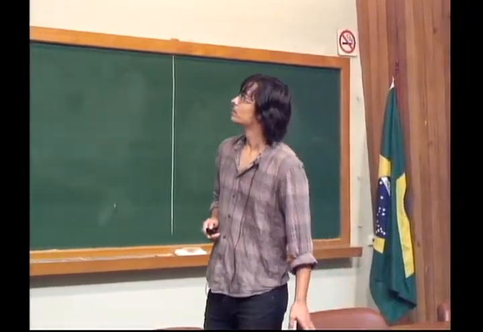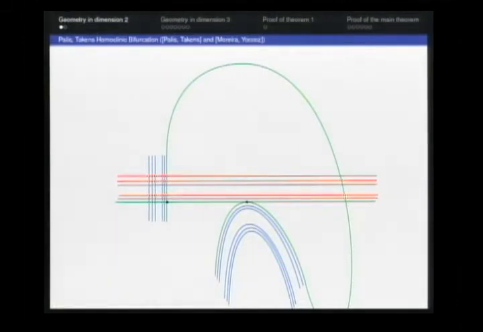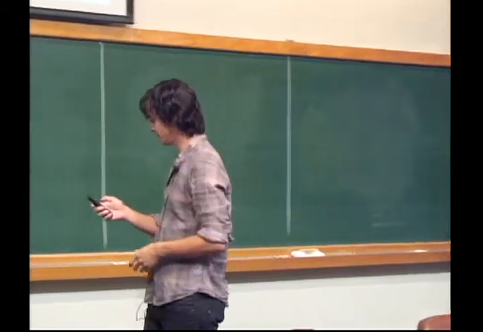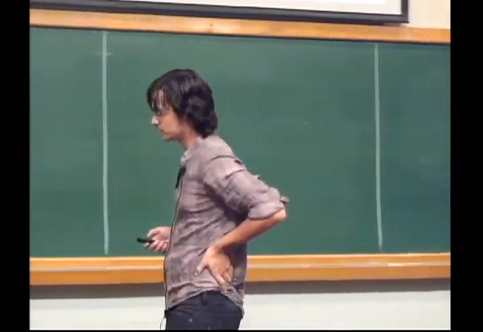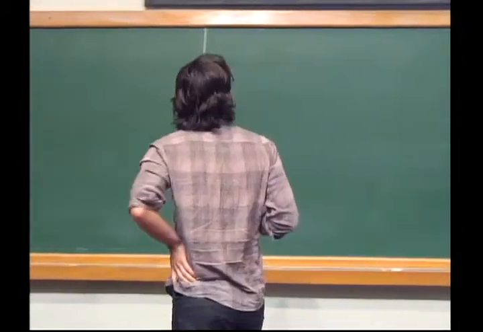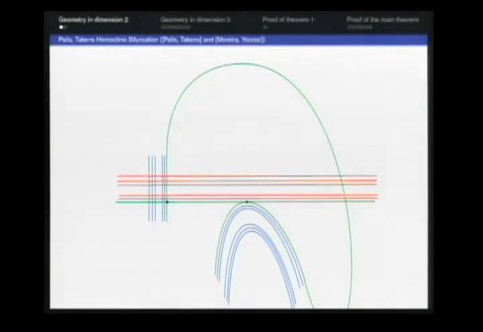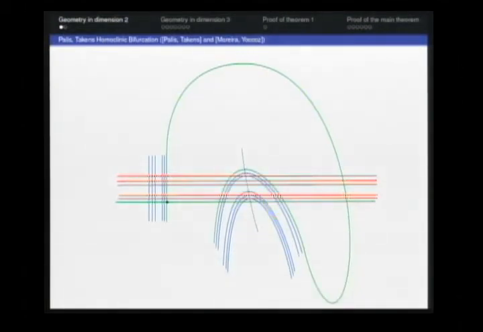So I would like to talk about Palis-Balzan's homoclinic bifurcation. And it is the following. You have a horseshoe here in dimension 2, and you have a homoclinic tangent associated to a fixed point here. And this bifurcation is such that the stable foliation crosses the unstable foliation with positive speed.